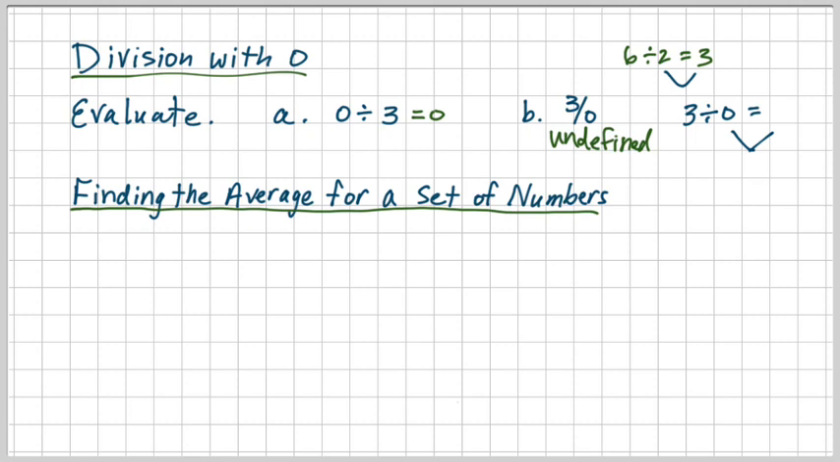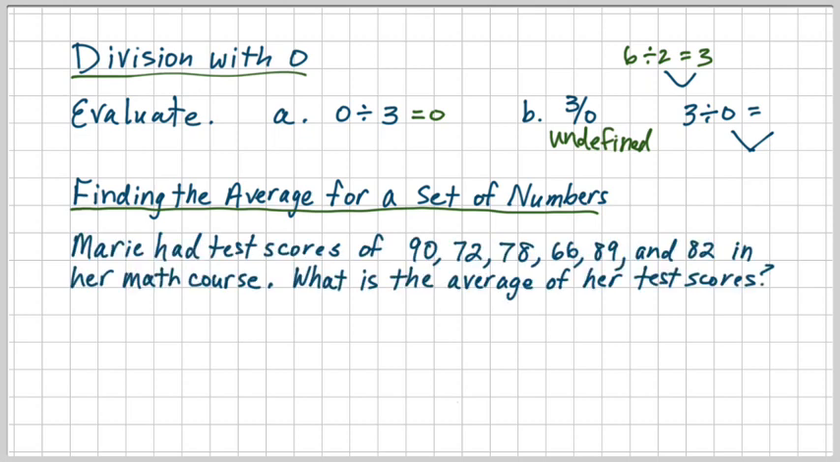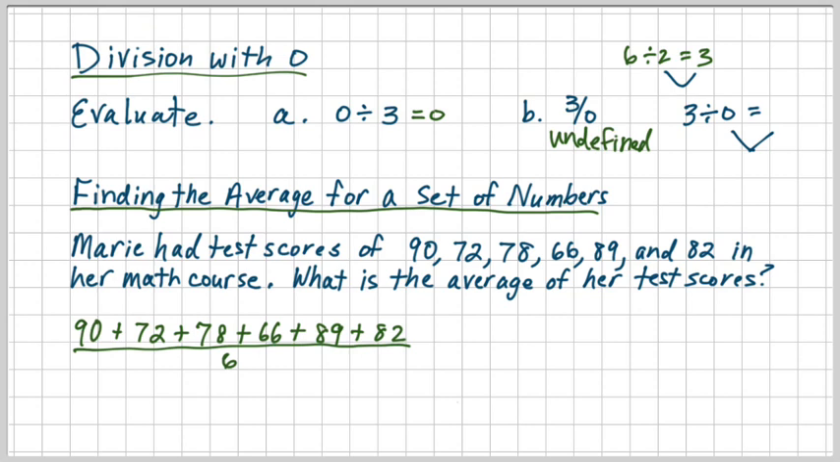So finding the average for a set of numbers, that's something you should be able to do. So we have Marie, and she has test scores of 90, 72, 78, 66, 89, and 82 in her math course. So we want to find the average of her test scores. So go ahead and do that if you know how to do that. All right, so to find the average, we should add the numbers and divide by how many there are. In this case, there's 6.